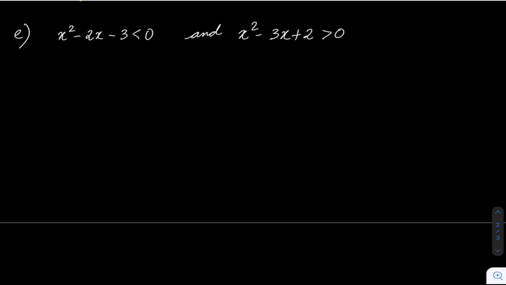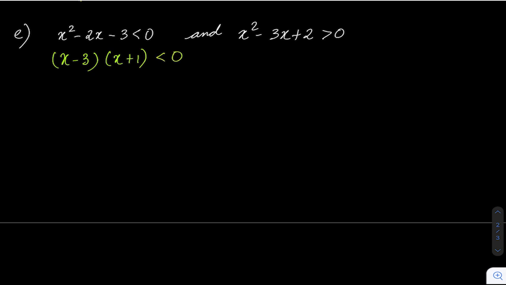So let's try one last question. Now we have two inequalities and both are quadratic. So let's quickly solve them first. Let's solve the first inequality. The factors are x minus 3 and x plus 1, because we need minus 2.